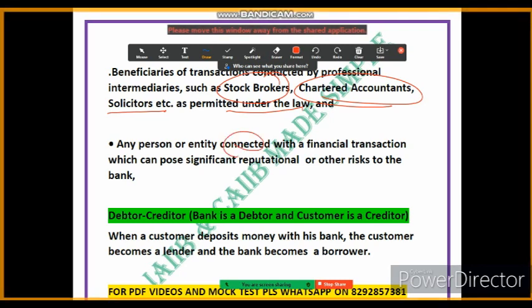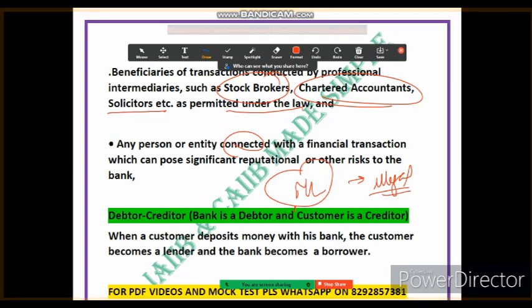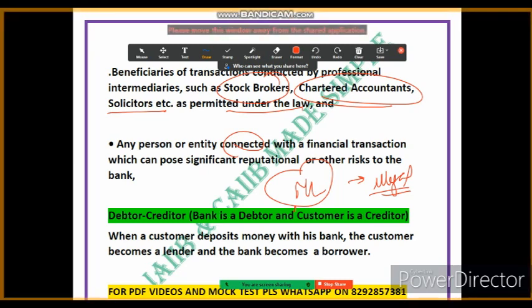The next point explained here is that the bank needs to be cautious about its association with individuals or entities involved in financial transactions. For example, if a bank becomes aware that one of its customers is involved in money laundering or illegal activities, the bank may decide to terminate its business relationship with that customer. Why does it terminate? This is done to mitigate reputational and legal risk. Please remember, a very important concept.